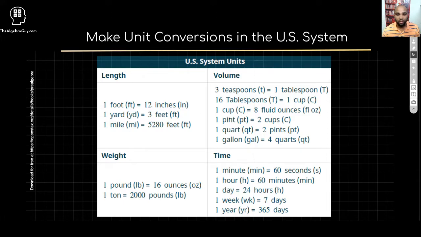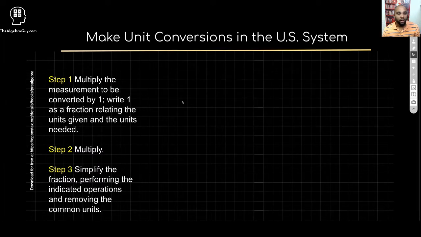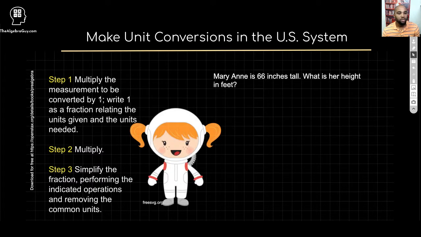So let's do it. All right, how do we do this? Select the measurement to be converted by 1. Write 1 as a fraction related to the units given and the units needed. Multiply, simplify the fraction. That sounds confusing, so let's just go ahead and jump right into it and show you what I mean. Mary Ann is 66 inches tall. What is her height in feet? So we want to convert.